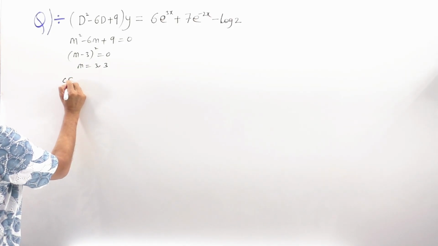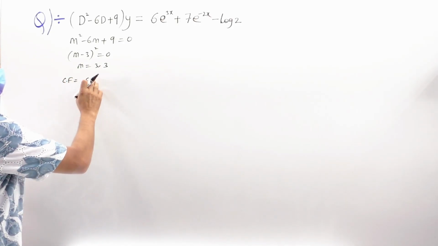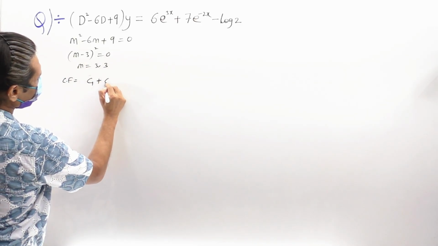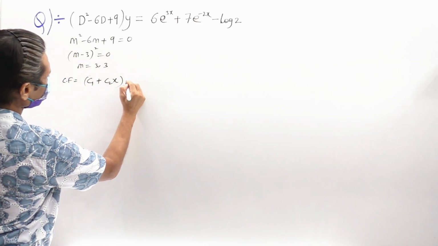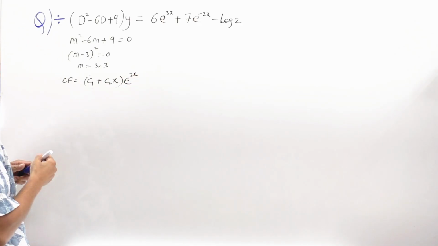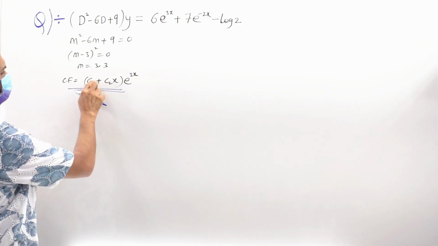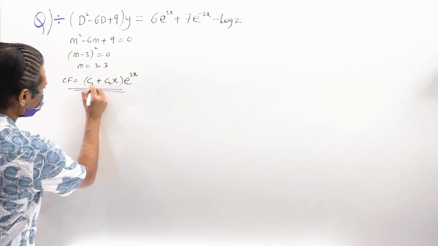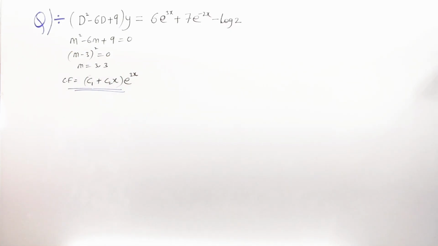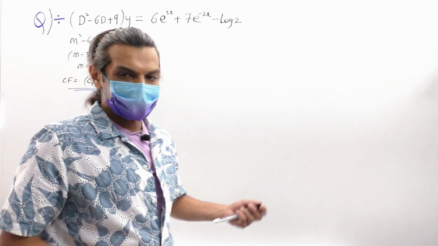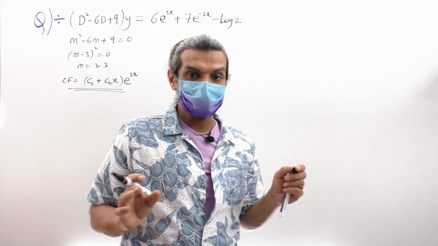So the complementary function will be, see, the roots are repeated here. For repeated roots, (c1 plus c2 x) whole into e raised to 3x. So let's underline this for the examiner. So we have the CF as (c1 plus c2 x) whole into e raised to 3x for repeated roots. Now the next is to find the particular integral yp.